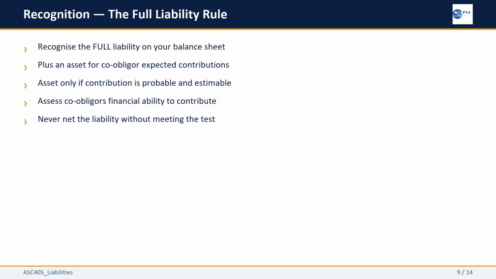Here is the key thing about joint and several liability recognition. You record the full obligation on your balance sheet, not just your agreed share. Then, separately, you recognize a receivable asset representing the expected contributions from your co-obligors, but only if their payment is both probable and reasonably estimable. Before you recognize that asset, you must assess each co-obligor's financial ability to pay. If they are financially distressed, you cannot offset their share against your liability.